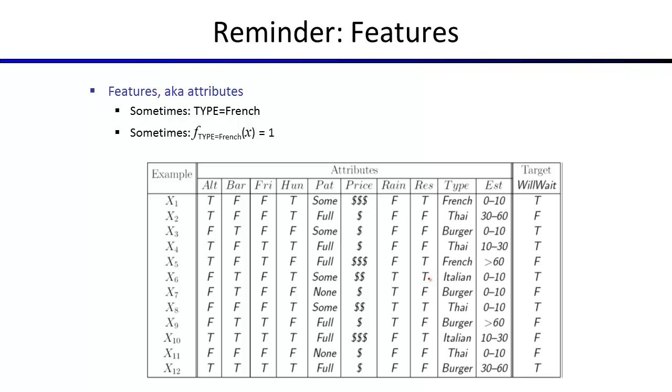Let's say you're running a restaurant, and you're curious as to whether a potential customer would be willing to stick around and wait if you tell them it's going to be a 10-minute wait, a 30-minute wait, or they might disappear. And you collect some data on that. Here we have whether there's a bar in your restaurant, whether it's Friday or not, whether the customer looks pretty hungry or not, how many patrons you already have, does your restaurant look full or empty, the price, whether it's raining or not, the type of restaurant, French, Thai, burger, Italian, and so forth, and the estimated waiting time. What we're trying to predict is whether they will wait or not, which is a true or false prediction.